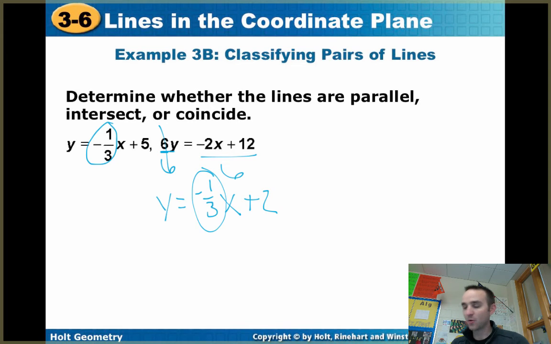Well, now our slopes are the same, but our intercepts are different. We've got a plus 5 and a plus 2. Same slope, different intercept, they are parallel.